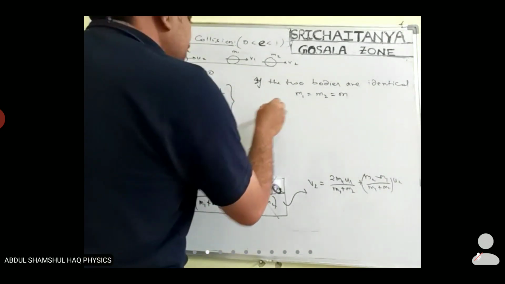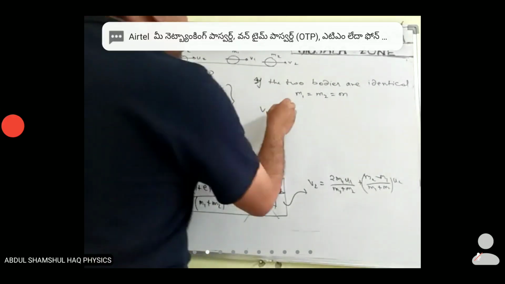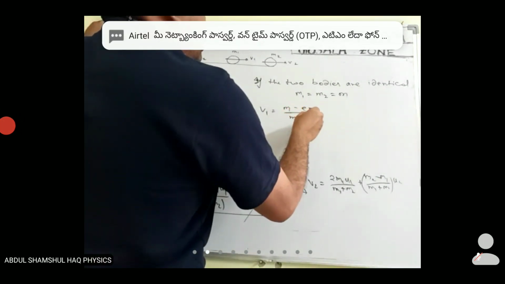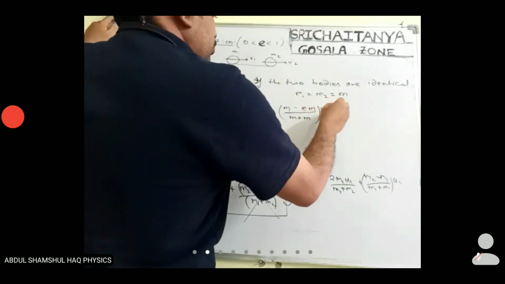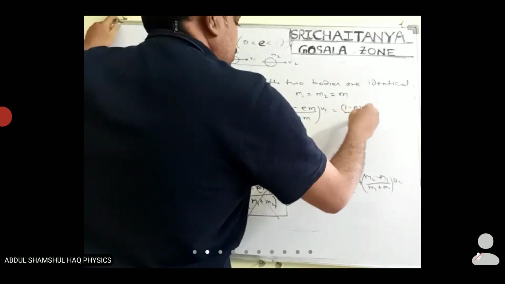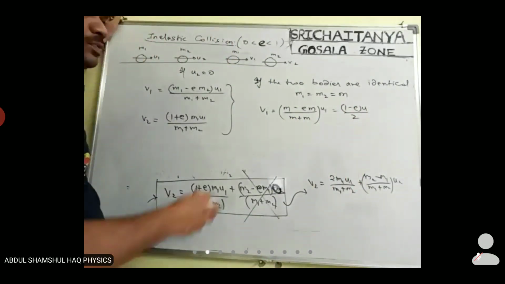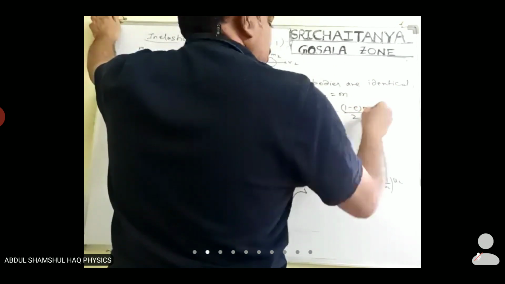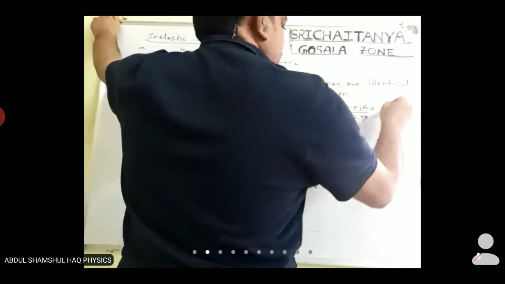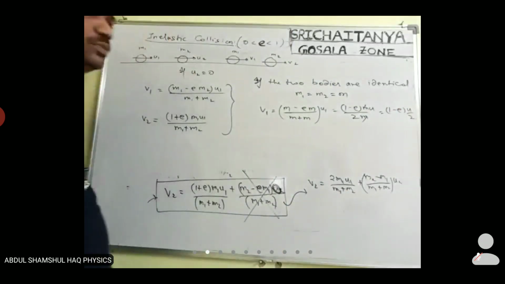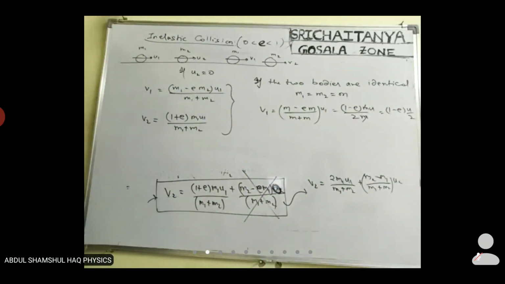So V1 will be equal to (M minus E M) whole divided by (M plus M) into U1. That is (1 minus E) into U divided by, so let us go for the next step. (1 minus E) into M U whole divided by 2M. M and M cancel. So (1 minus e) into U by 2.